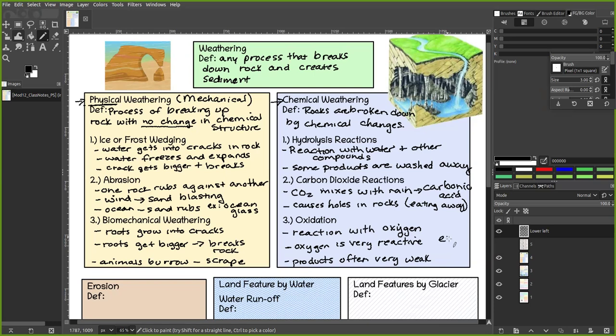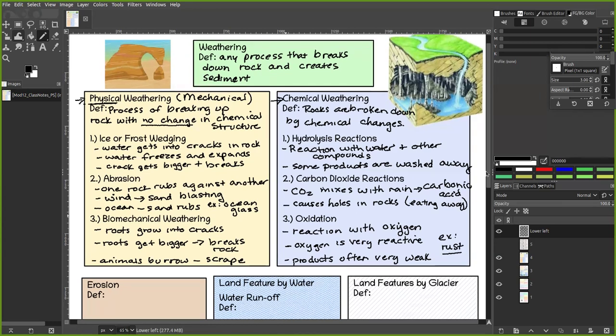An example of this is rust. Now, iron is pretty strong and stands up to water, but once it turns into iron oxide, which is rust, then it can flake away with the rain and freezing temperatures, and eventually you're going to have a much smaller piece of iron than you started with.